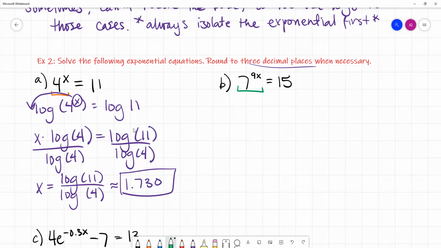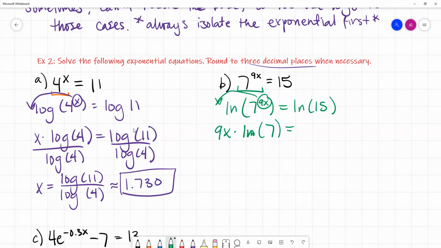My exponential is isolated. There's something extra in the exponent, but we'll get there, right? All I know is that I need to bring this exponent down to the front. So we do the same thing. We take the log or the natural log of both sides. Let's do natural log this time. Natural log of 7 to the power of 9x is equal to natural log of 15. I can use my power property to bring this 9x to the front. So I get 9x times natural log of 7 is equal to natural log of 15.